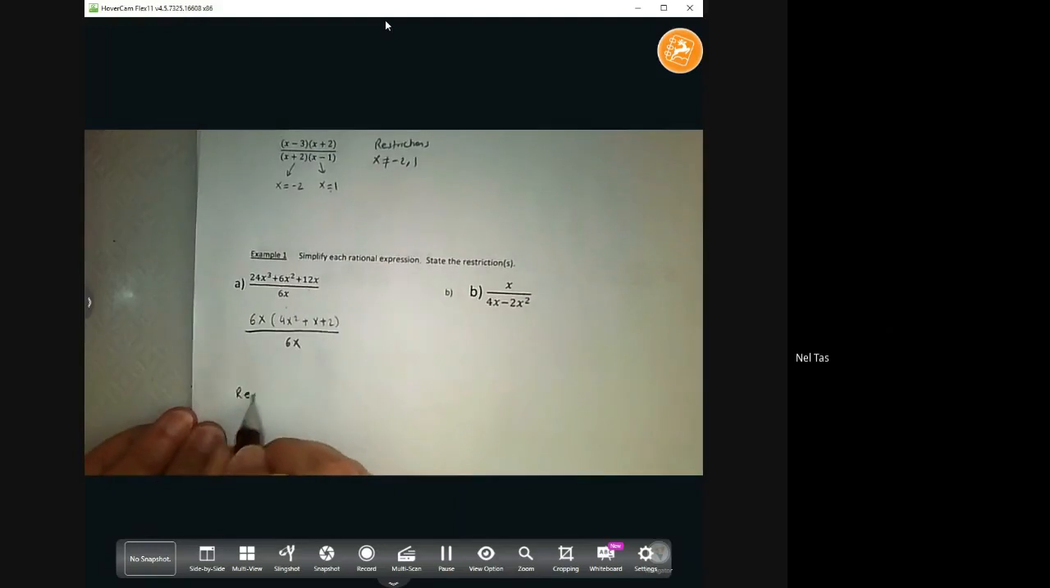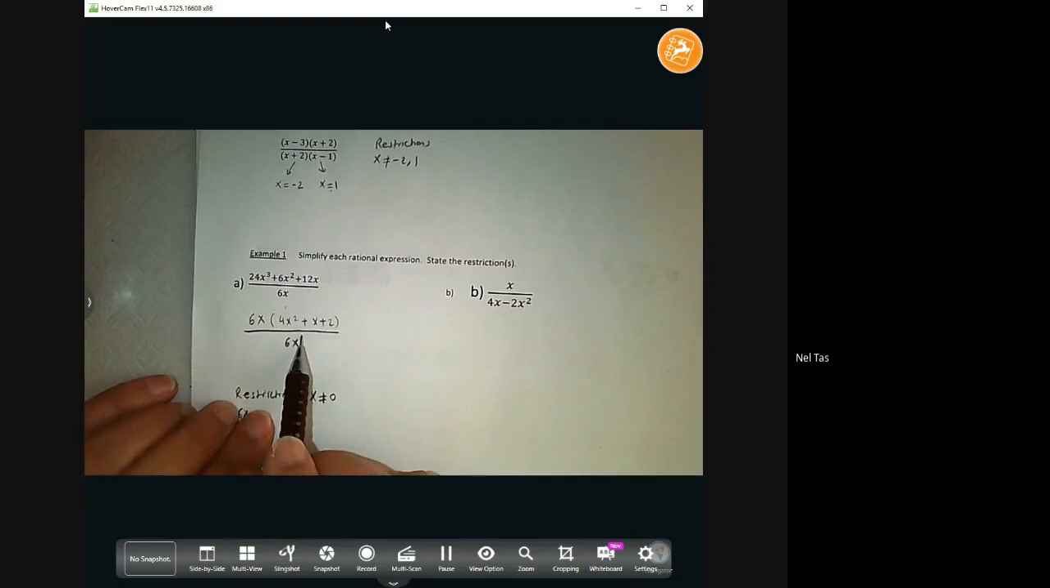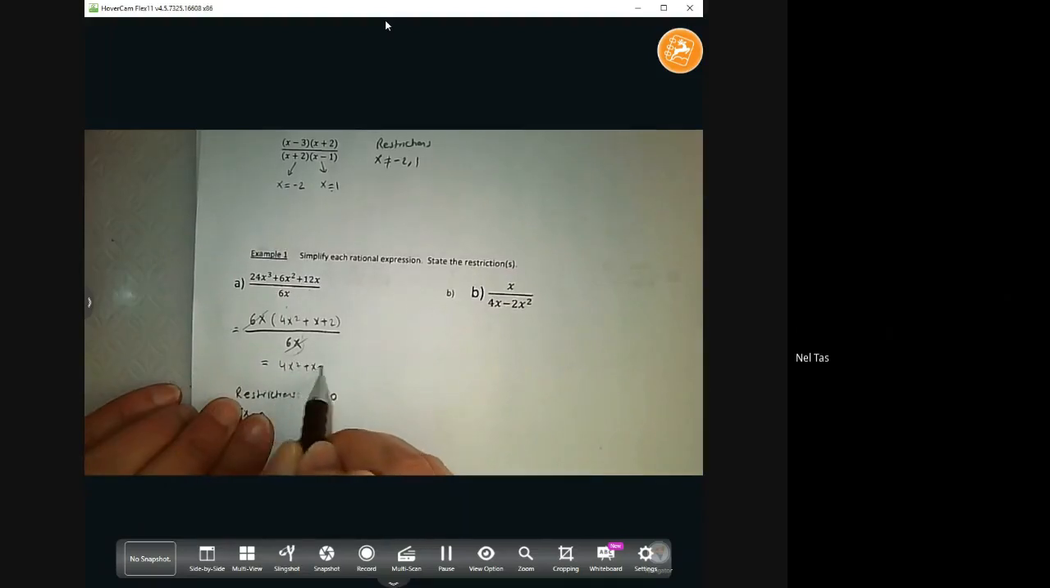Okay. So before you simplify, make sure you state the restrictions. So in this case, if you take 6x and make it equal to 0, you get x equals 0. So restrictions, x cannot be 0, because when x is 0, then the denominator is 0. So now you can simplify, but make sure, again, you have the restrictions. So 4x squared plus x plus 2 is the simplified form with the restriction x cannot be 0.